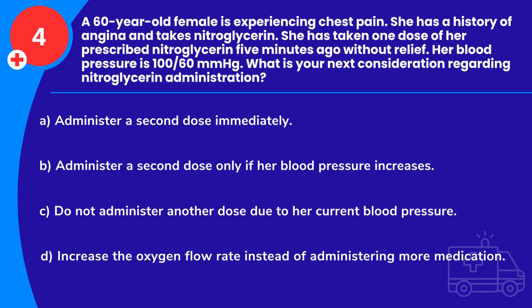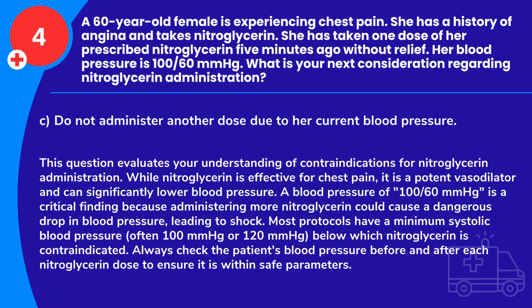A. Administer a second dose immediately. B. Administer a second dose only if her blood pressure increases. C. Do not administer another dose due to her current blood pressure. D. Increase the oxygen flow rate instead of administering more medication. Answer: C. Do not administer another dose due to her current blood pressure. This question evaluates your understanding of contraindications for nitroglycerin administration.